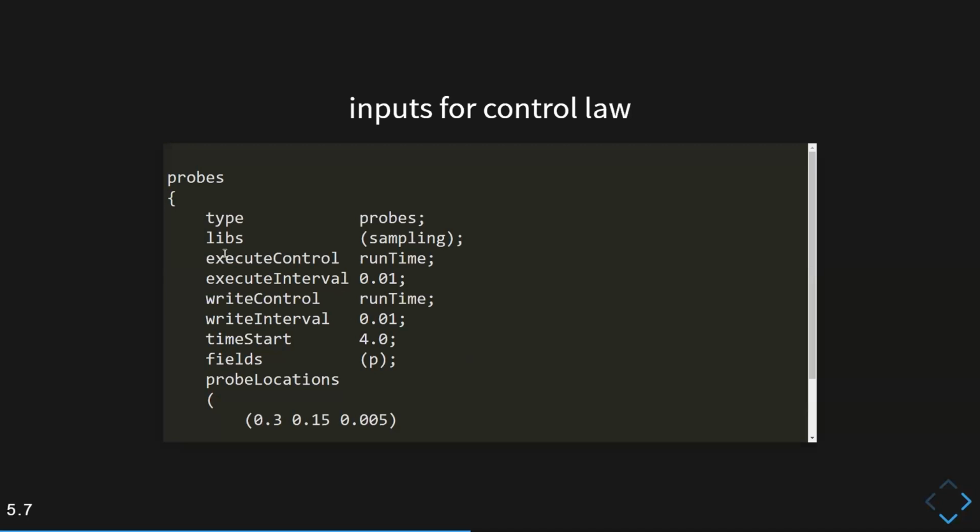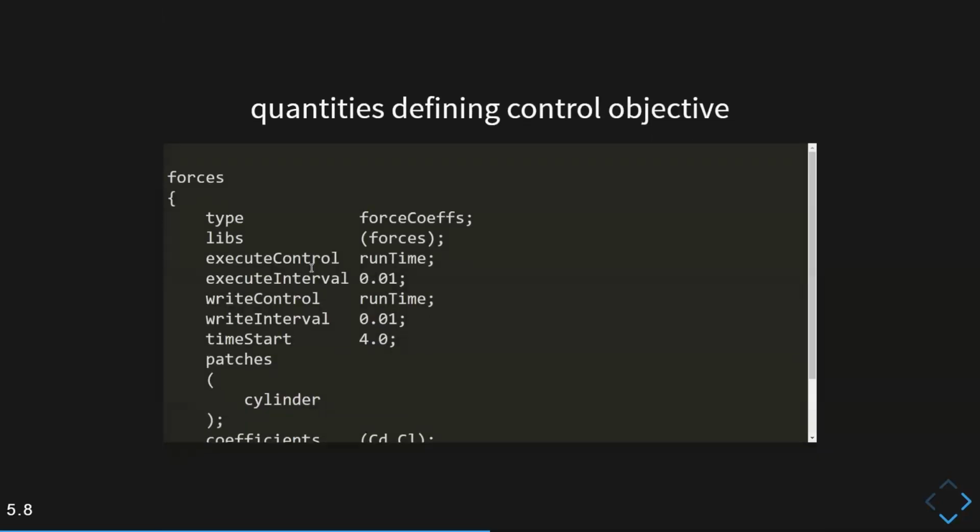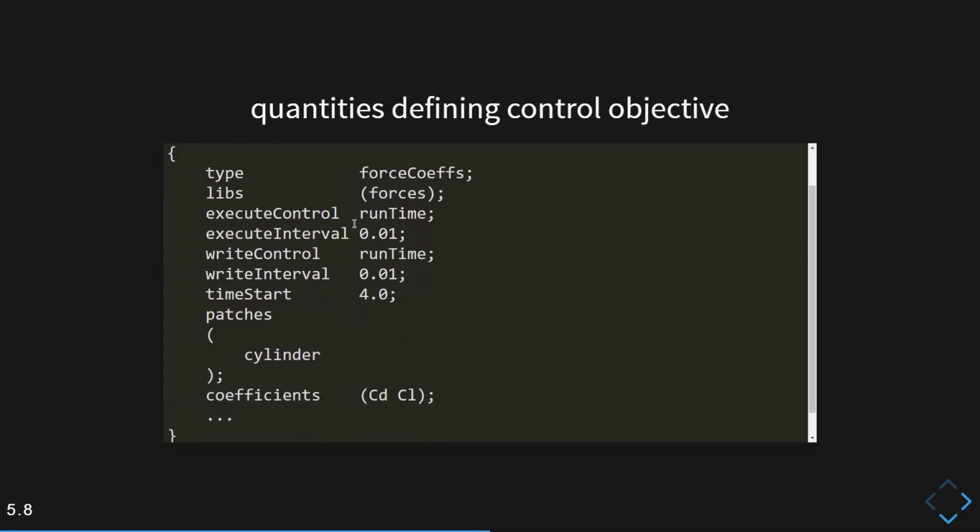And what's also important are these parameters here, like when to start, the control interval, and things like that. This will also determine the interval at which you control. Okay, so everything is basically defined here in this probes function. Then, depending on your test case, you also need other function objects that compute your quantities of interest. In this case, we're interested in the forces acting on the cylinder. So we'll use the force coefficients function object to write out the forces acting on our cylinder patch.